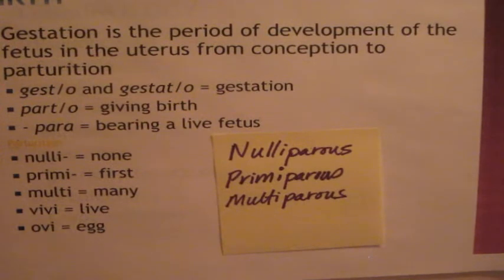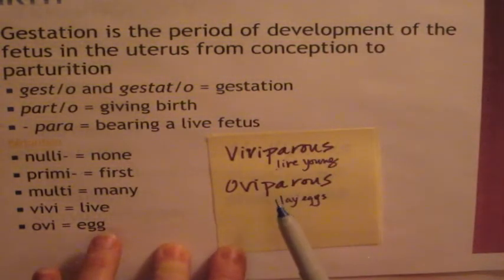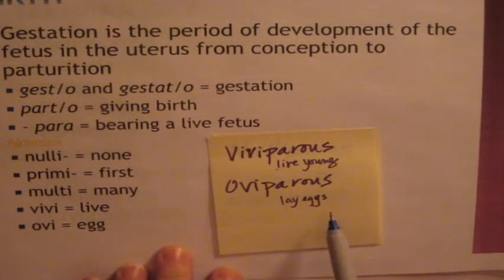If this animal is giving birth to live young, we call it viviparous. If they are egg layers, we call them oviparous.